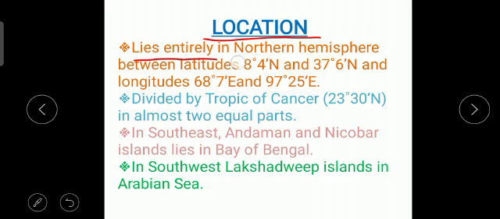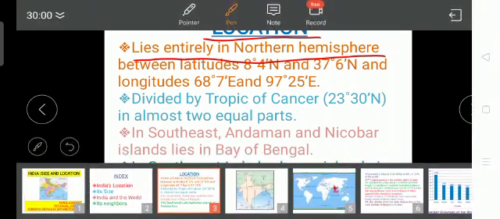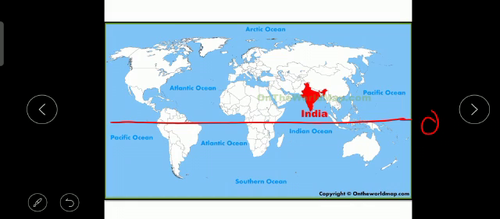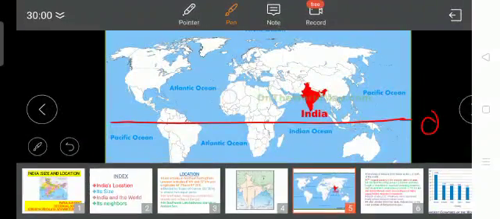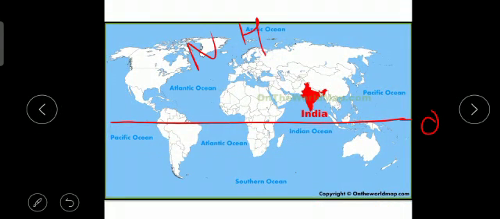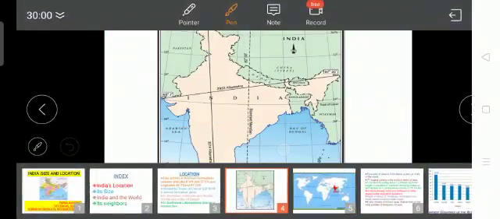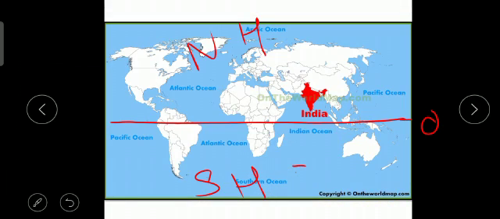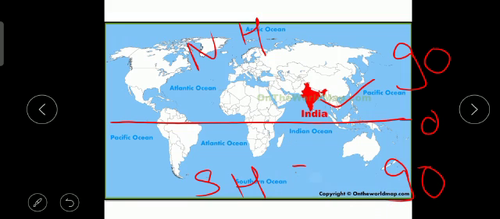India lies entirely in the northern hemisphere. We will look at the world map. This line is called the equator. This is at 0 degree. The equator divides the world into two parts, that are the northern hemisphere and the southern hemisphere. And India lies in the northern hemisphere. There are 90 latitudes in the northern hemisphere and 90 latitudes in the southern hemisphere.